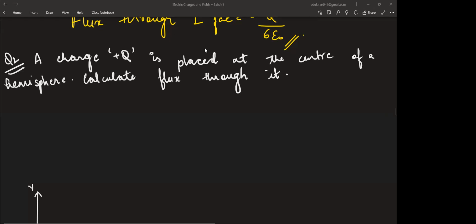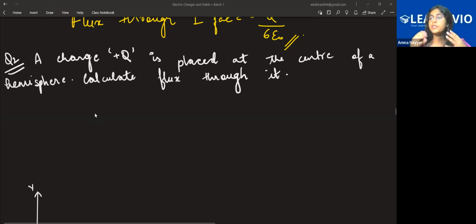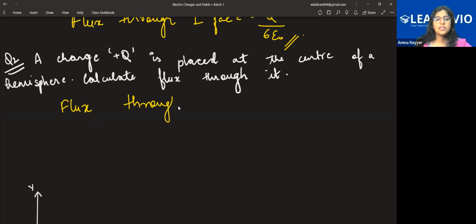So Zaina's answer is correct. See, all those who are answering Q by epsilon naught, see class, when you are answering Q by epsilon naught, that is for the total sphere. When you have the total sphere with you, the flux through a sphere is Q by epsilon naught. Correct class? And when we talk about hemisphere, hemisphere means half a sphere.